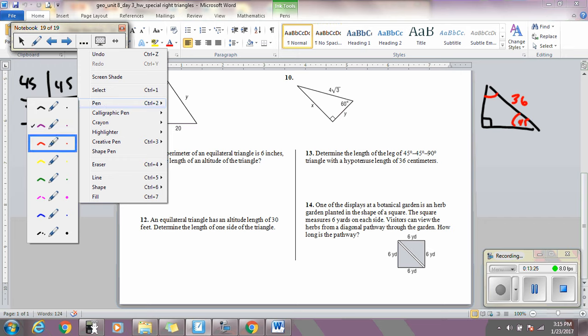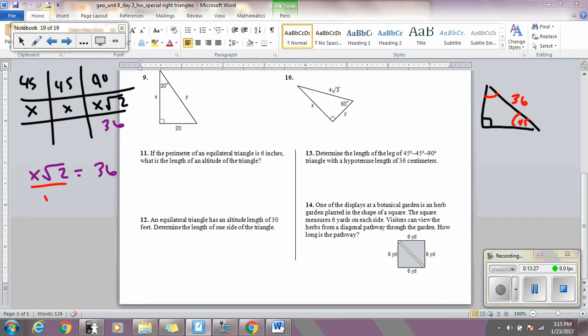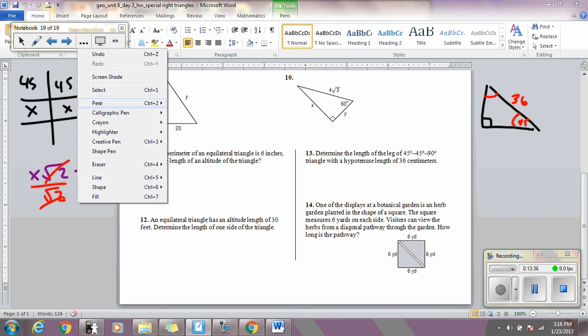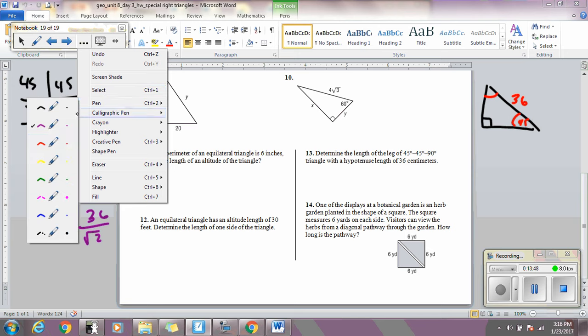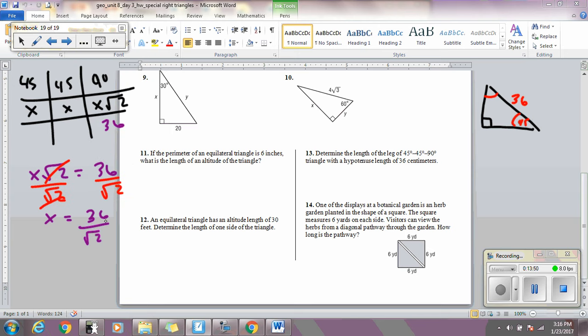To do that, first, you're going to divide both sides by square root of 2. That way, the square root of 2 will cancel on the left, and all you have is just x. But now on the right, you have 36 over the square root of 2. We also talked about it in class that you have to rationalize your denominator. You have to get the root from out underneath. So to do that, you're going to multiply square root of 2 over the top and the bottom.